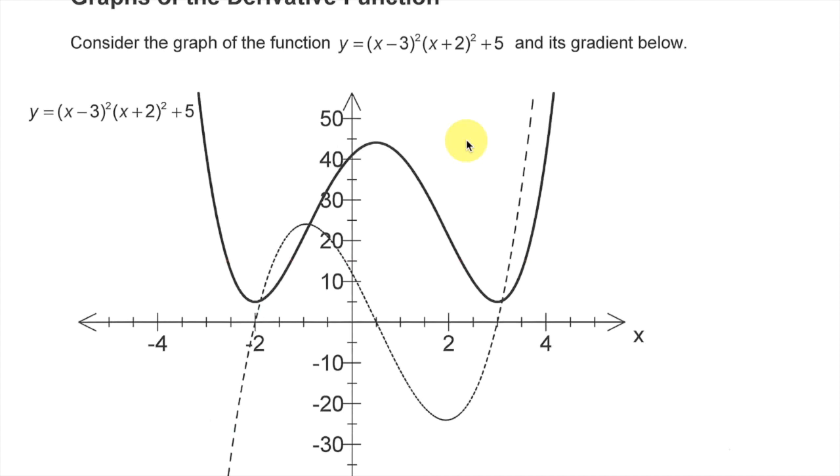And here we are again on this lovely day, and I'm sure that you're energized and enthusiastic about your mathematics. We're going to be taking a look at graphs of the derivative function.